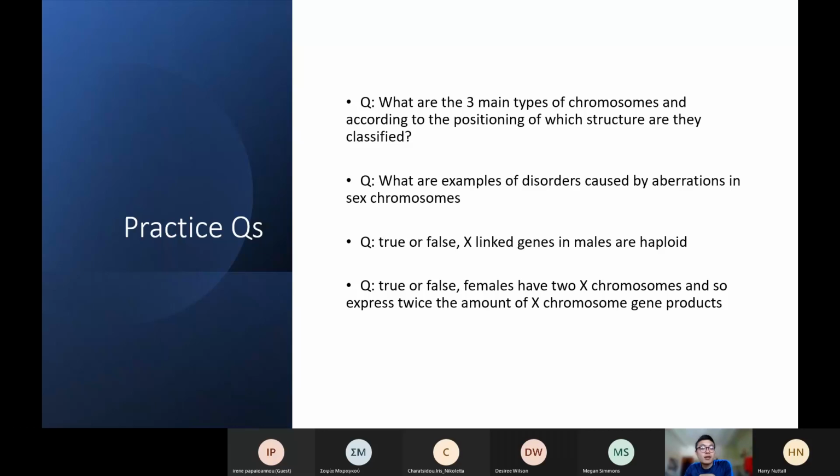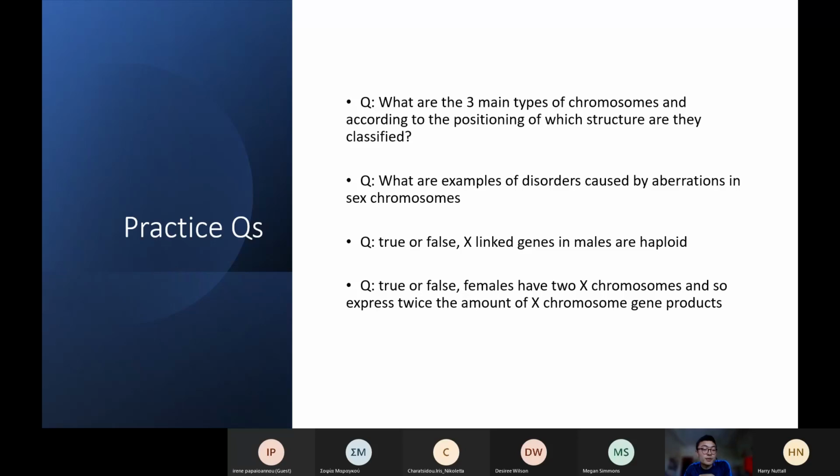In terms of the three main types of chromosomes, we have the acrocentric, submetacentric, and metacentric chromosomes, and they're all defined and classified by where their centromere is located. So acrocentric, the centromere is at the end, submetacentric is just off the middle, and metacentric is in the middle.